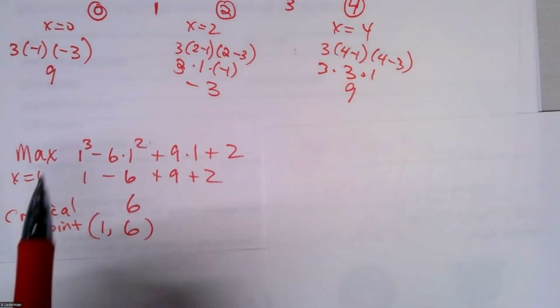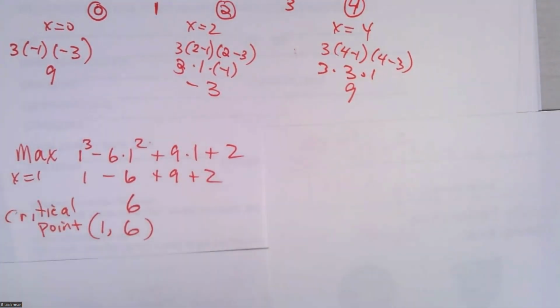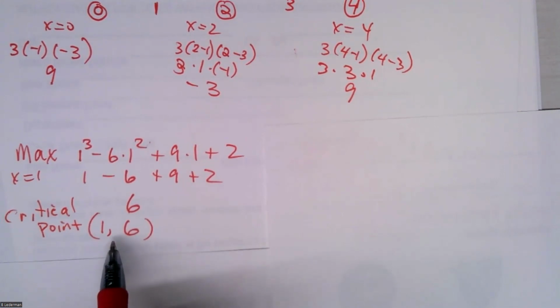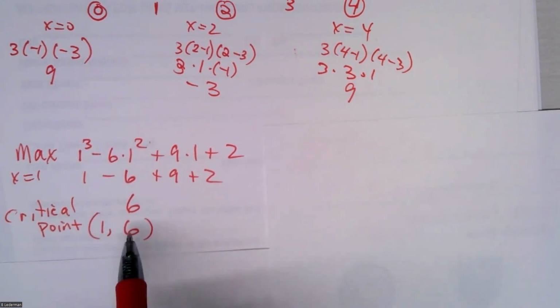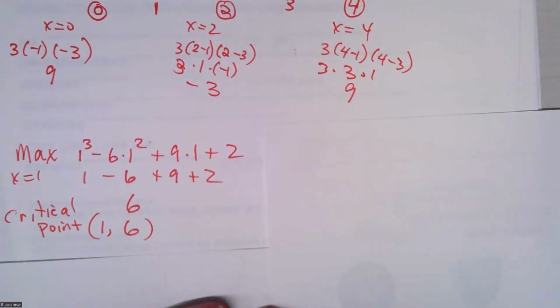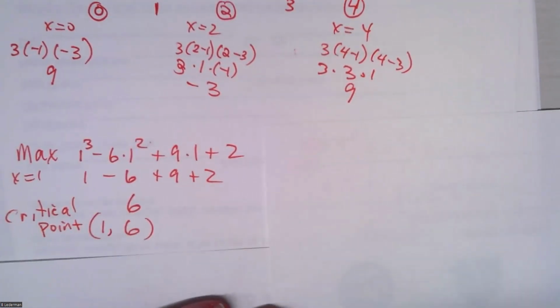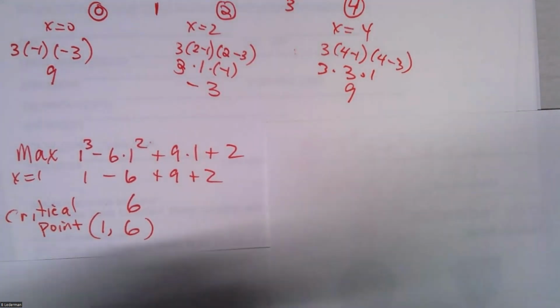And it happens to be a max. So 1 comma 6 is my critical point. X equals 1 is my critical number. 1 comma 6 is my critical point, and they make a max. Let's try the other critical point was 3, so I'm going to plug that in to our equation.